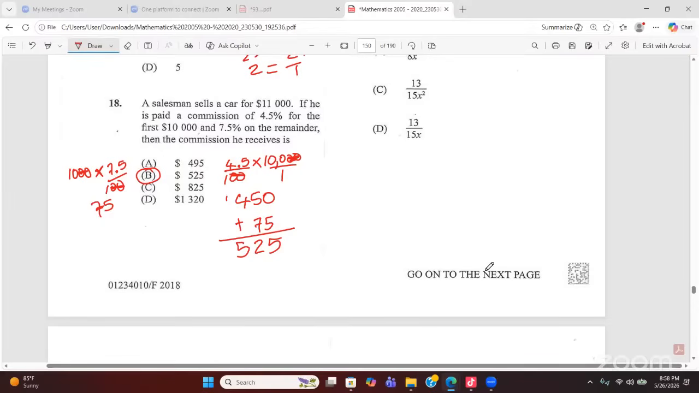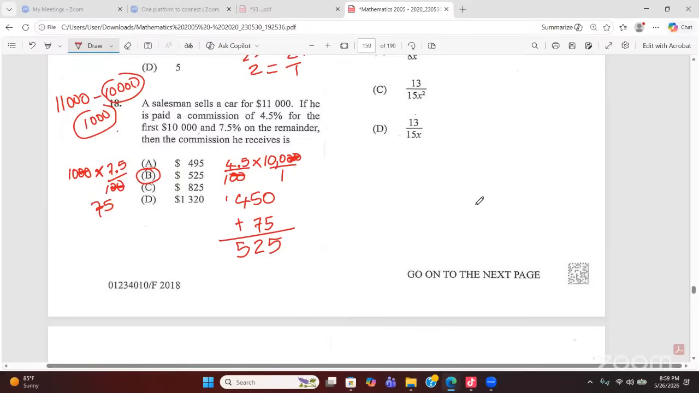So again, for this, remember, 10,000 is at 4.5% and the remainder, which is 1,000, because remember it's 11,000. So when you take out the first 10,000, you are left with 1,000. So we have to remember that we're dealing with that.